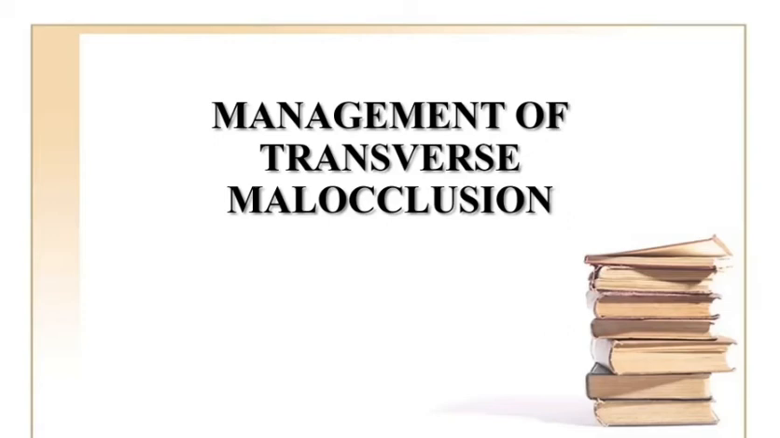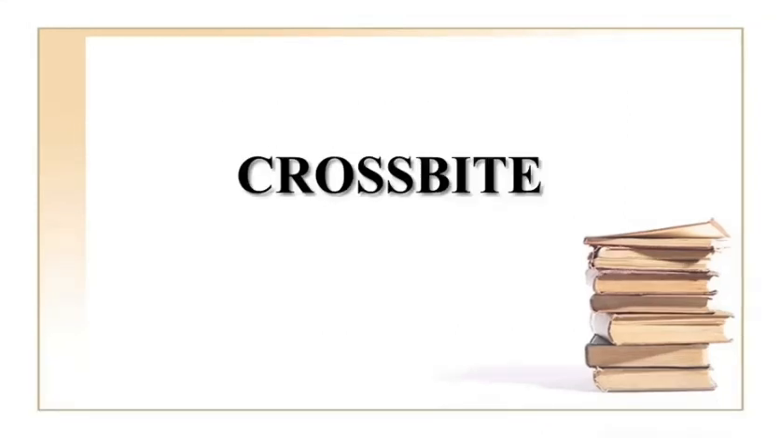Examples of vertical malocclusions are your deep bite, open bite. Coming to the anterior posterior direction, it is your overjet, negative overjet, those things. Coming to the transverse malocclusion, your cross bites and scissor bites.